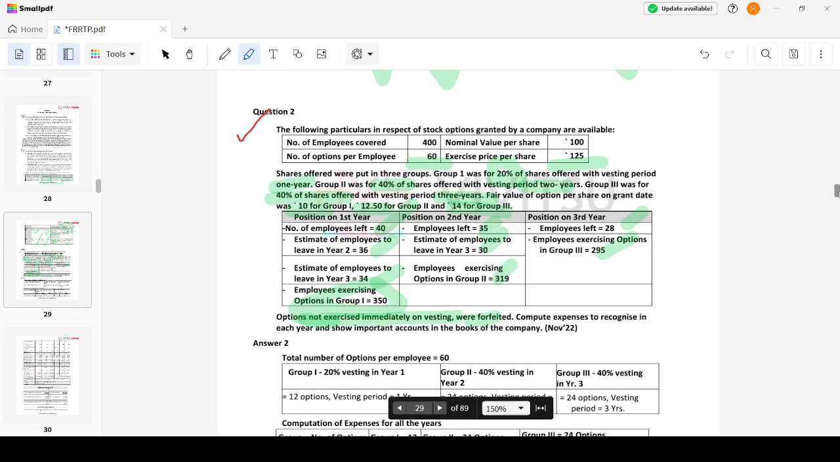So we'll do only the calculation. Accounts, you are very much mastery in it, right? You are a master in it.